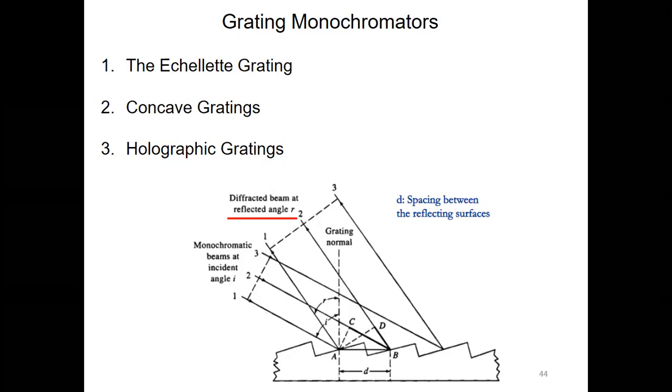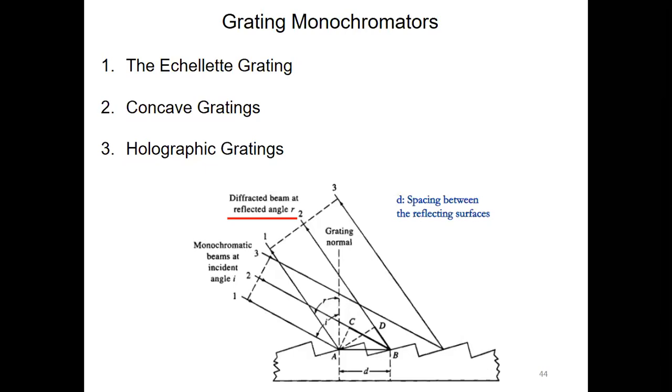We will not go into detail of what is happening there, but remember there are different types of grating monochromators, and those are the examples. So that is enough for you. Okay.